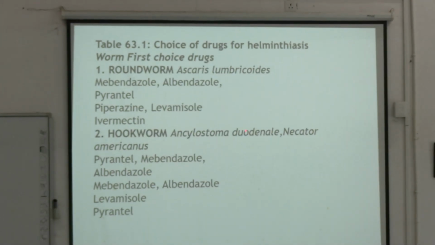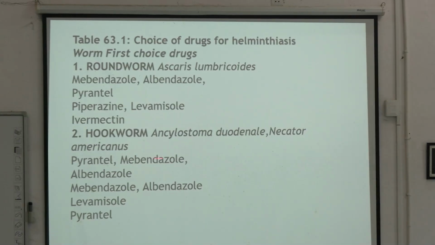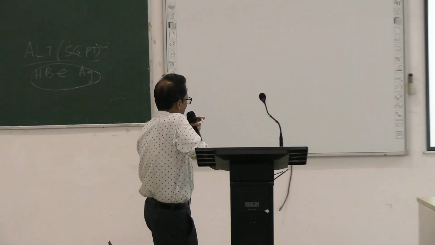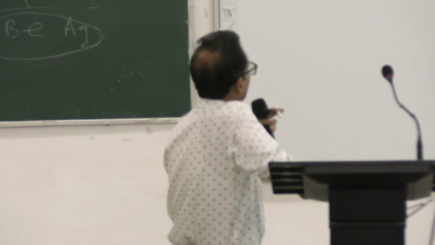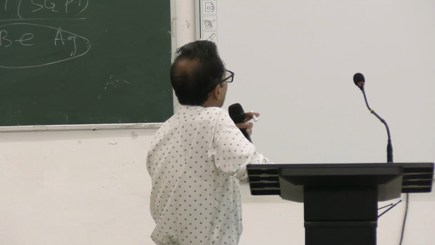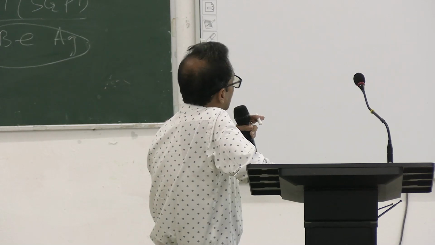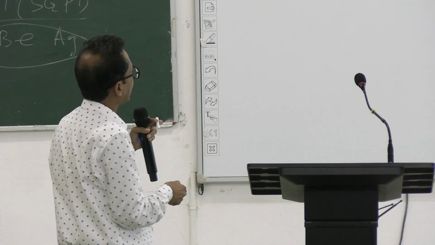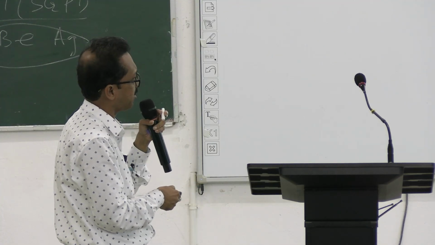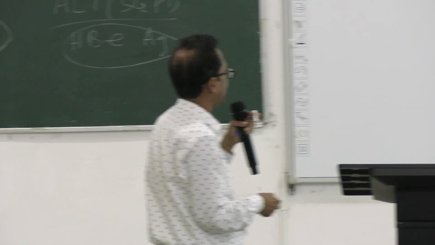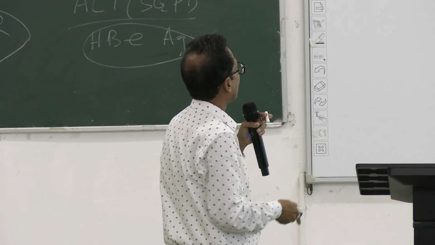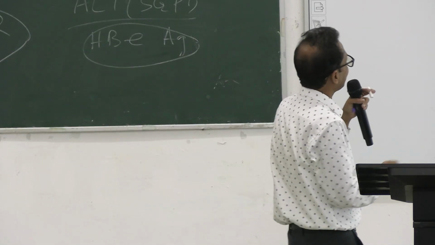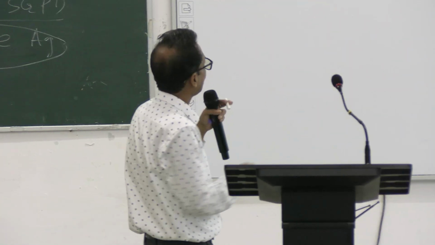Choice of drug: for roundworm, mebendazole or albendazole. Hookworm, pyrantel pamoate, albendazole or mebendazole. Enterobius, the same. For strongyloides, ivermectin is the drug of choice followed by albendazole. Ivermectin or albendazole are the first drugs of choice for strongyloides, and for trichuris again mebendazole or albendazole. Filaria, diethylcarbamazine is the commonly used drug. Cutaneous larva migrans, Ancylostoma caninum, albendazole or ivermectin.